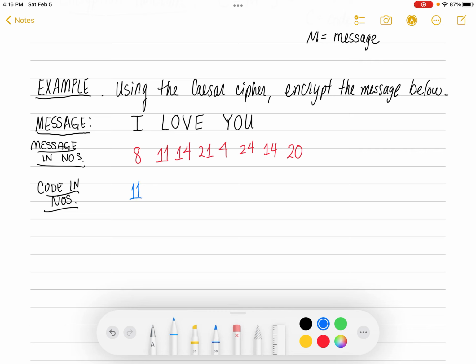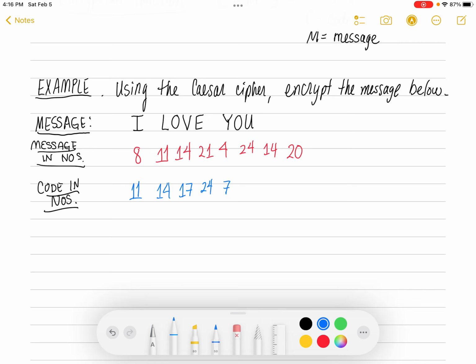So I add 3, I get 11. Still 11 when it's mod 26. I add 3 to 11, I get 14. That stays 14 mod 26. 14 plus 3 is 17. 21 plus 3 is 24. 24 is still 24 mod 26.